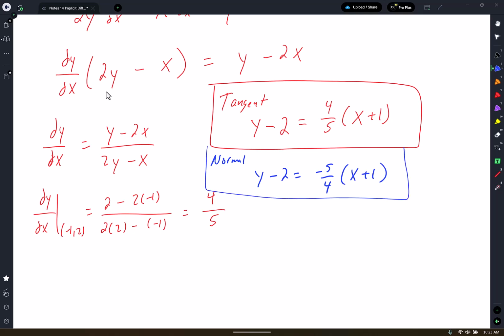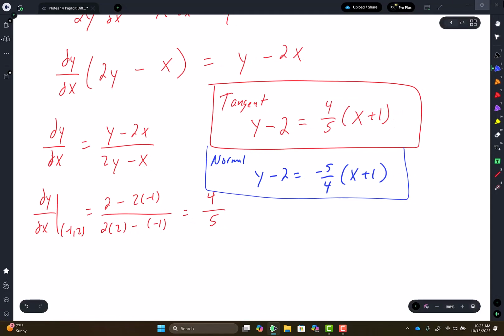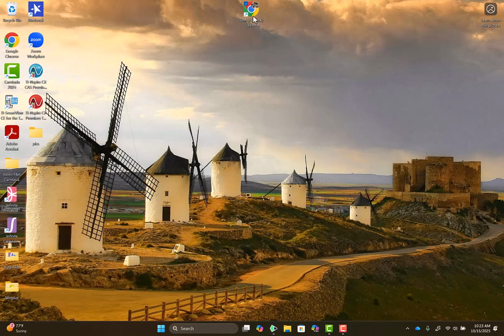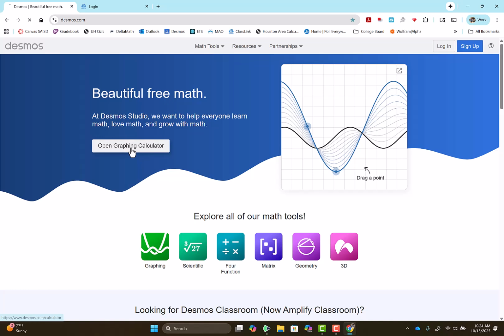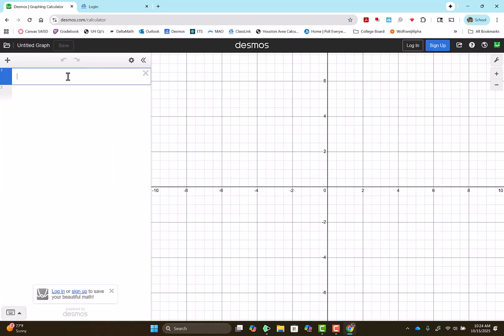Let's see how this looks in a graph. Don't you guys want to see how this looks? All right, here we go. I'm going to take out Desmos. Can you guys give me the ellipse, the equation with the x squared plus the rest, equals 7. Check out that ellipse there. That looks pretty cool. All right, let's do our tangent and let's do our normal.